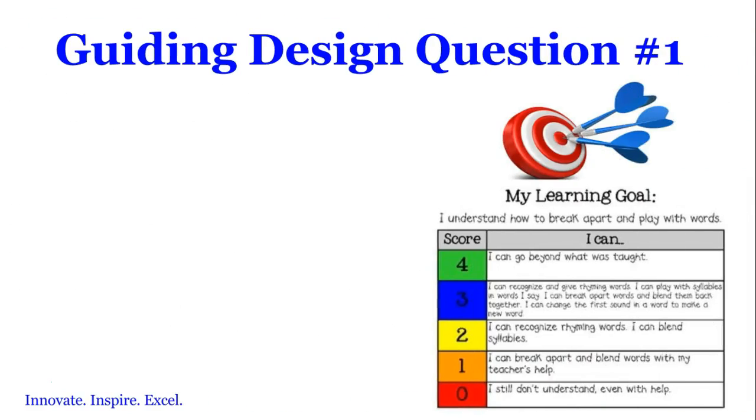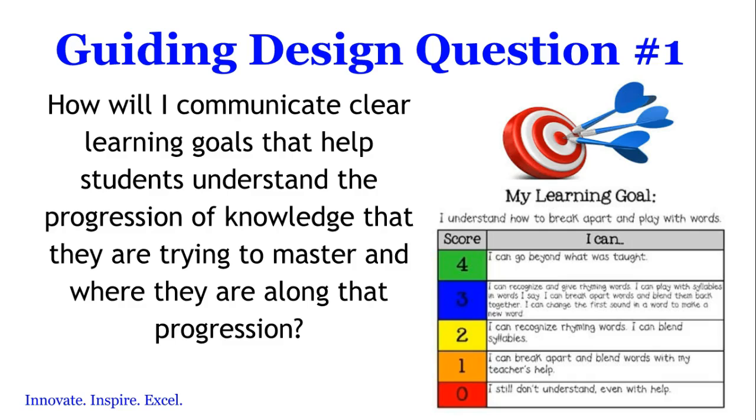Okay, guiding design question 1. How will I communicate clear learning goals that help students understand the progression of knowledge that they are trying to master and where they are along in that progression? Part of responsive teaching requires teachers to know where a student is academically. Setting clear learning goals allows the teacher as well as the student to identify where the student is in his or her learning journey.